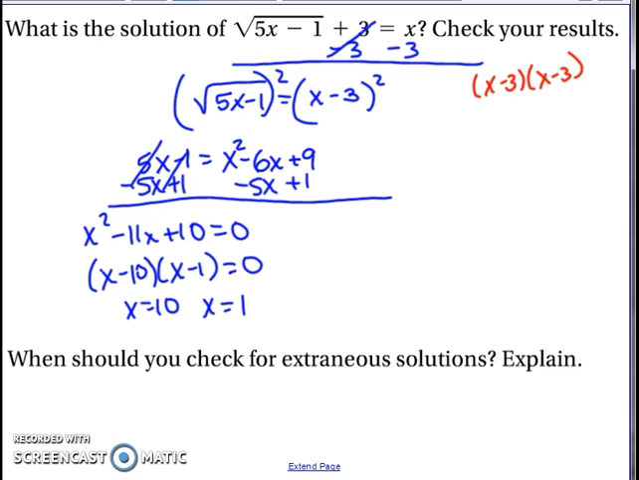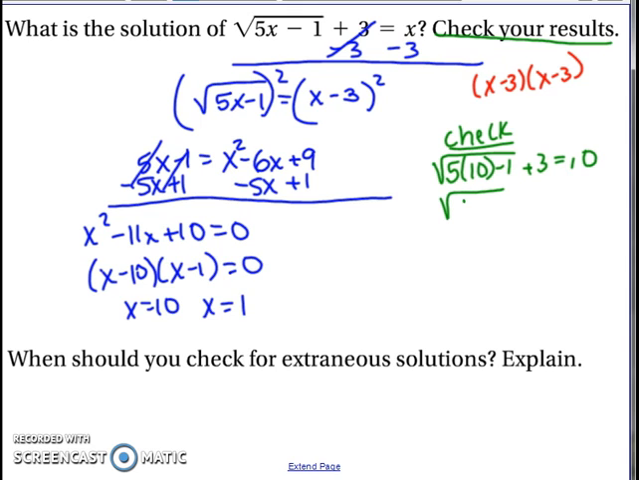And then it says to check your results. So let's do a check. We got to check each answer. So if we're checking 10, we're going to plug in 10 for x. So square root of 50 minus 1, so 49 plus 3. Whenever you're doing your checks, the square root is always going to end up being positive. So the square root of 49 is 7. Even though it's plus or minus 7, when we're doing checking, it's always going to be positive. So 7 plus 3 is 10, so that checks out.